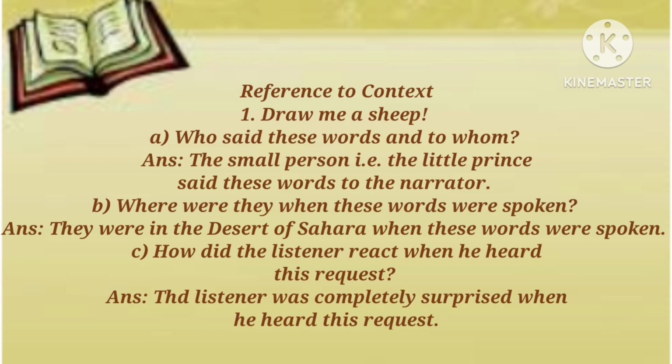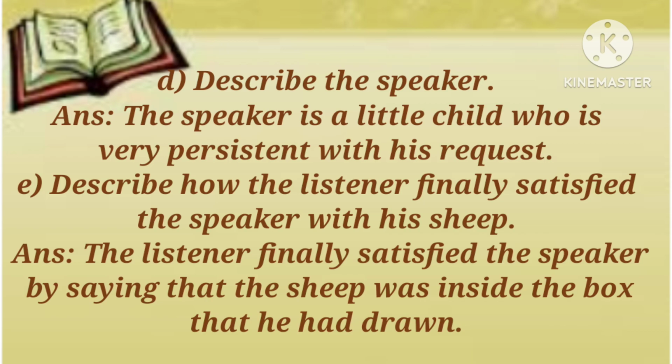C part. How did the listener react when he heard this request? Answer: The listener was completely surprised when he heard this request. D part. Describe the speaker. Answer: The speaker is a little child who is very persistent with his request. E part. Describe how the listener finally satisfied the speaker with his sheep. Answer: The listener finally satisfied the speaker by saying that the sheep was in the box that he had drawn.